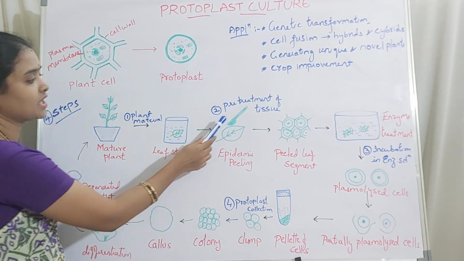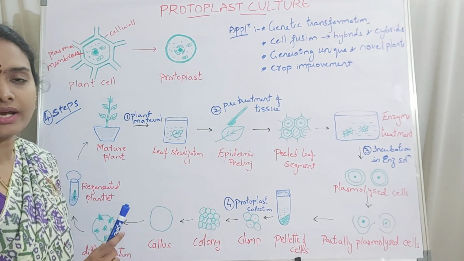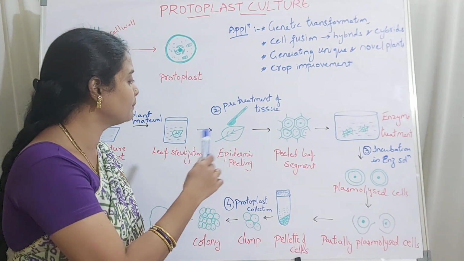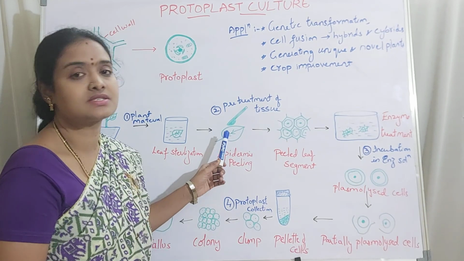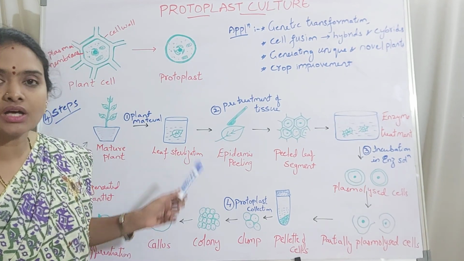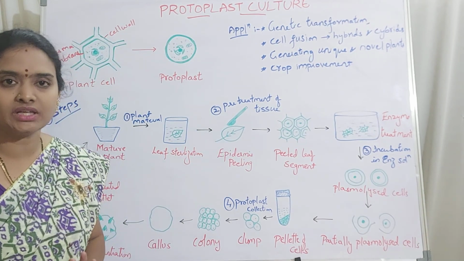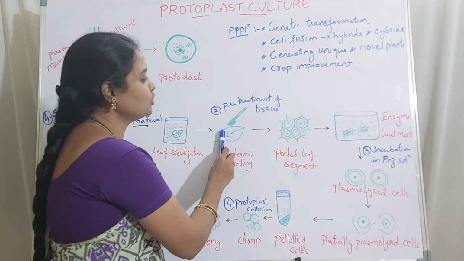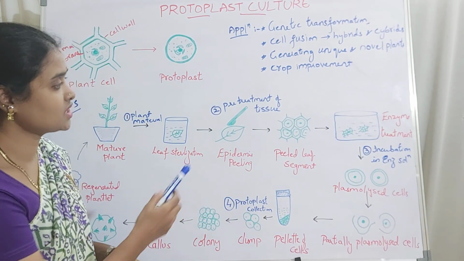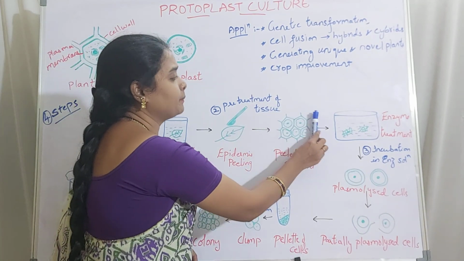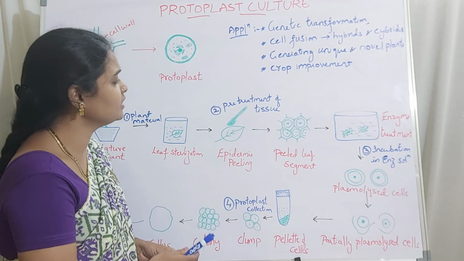With the help of a scalpel, you are going to peel the epidermis, upper and lower, gently without rupturing the cells. So without rupturing the cells, you peel off the epidermis of the leaf. Now when you peel off, you may get the cells exposed. There is no epidermal layer over the leaf fragment.